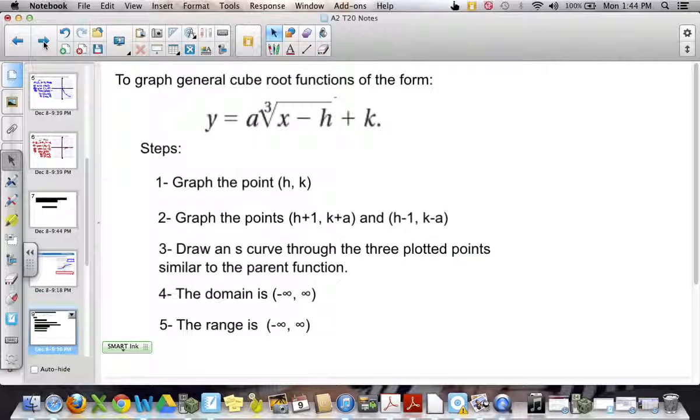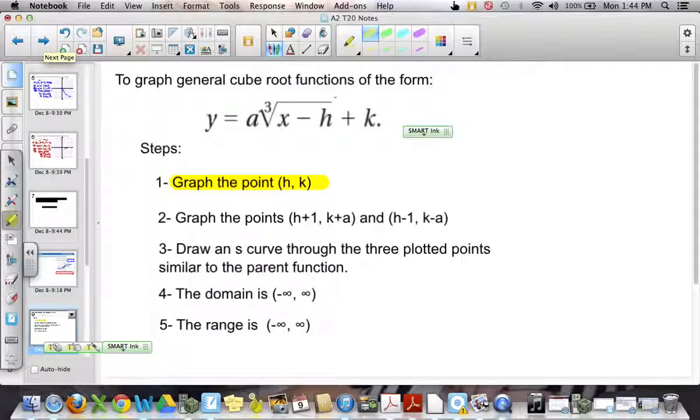All right, so let's get into some examples. Or first, the steps for graphing a general cube root function, of the form y equals a times the cube root of x minus h, plus k. We start in the same way that we started with square root functions. First, we want to graph the point (h, k). Second, we're going to graph two other points this time. We're going to graph the points (h plus 1, k plus a), and then (h minus 1, k minus a).